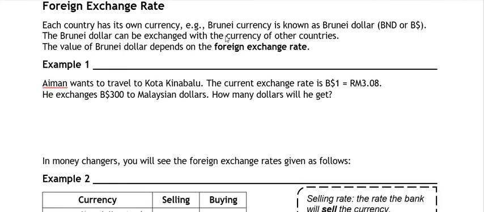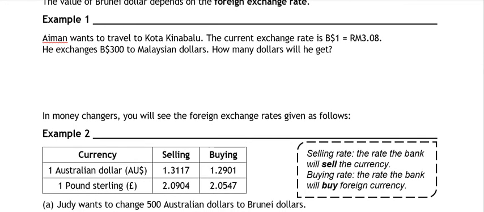For example, for Brunei, we have Brunei dollars. Each country has its own currency, right? So the value of the Brunei dollar, when you want to exchange with the currency of another country, depends on what we call foreign exchange rate. So let's start with example number 1.